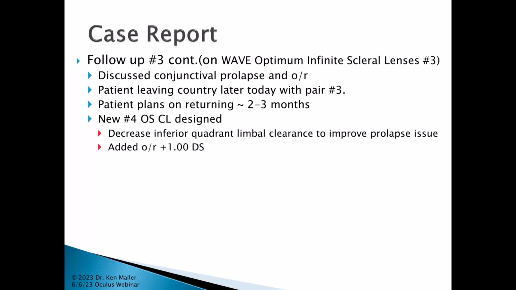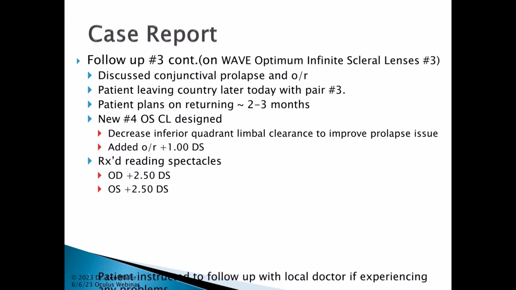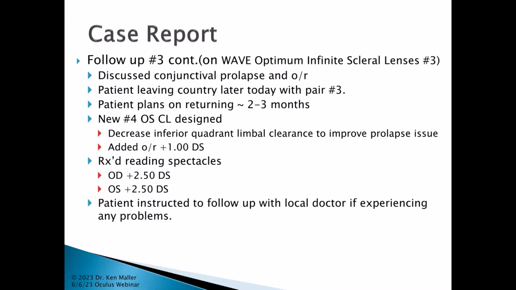I ordered a new left lens by decreasing that limbal clearance to see if I can improve some of that prolapse, as well as I also added in the +1 over-refraction to that 4th lens. The lens is already in the office waiting for her. I RX'd her a pair of reading glasses, and I did do $250 on both because she said she was going to come back to get the +1, and she'd just rather get a pair of glasses that would work over the final pair, which would have been the 4th left lens. I instructed her to follow up with her local doctor if she has any problems whatsoever.